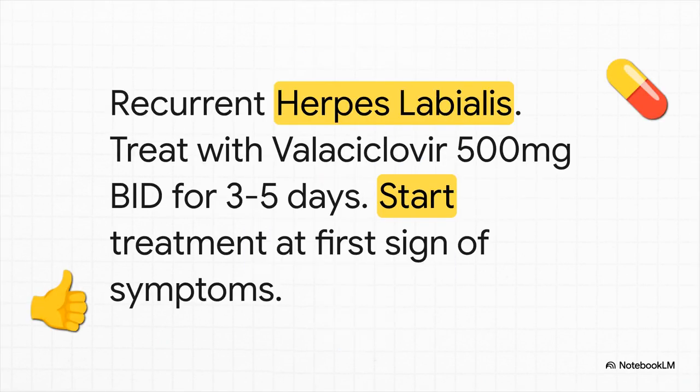This is a textbook case of recurrent herpes labialis. The key to managing it effectively isn't just knowing the drug. It's about timing. Starting an oral antiviral like valacyclovir, the moment you feel those first telltale signs, the tingling, the itching, can dramatically shorten the outbreak and make it much less severe.